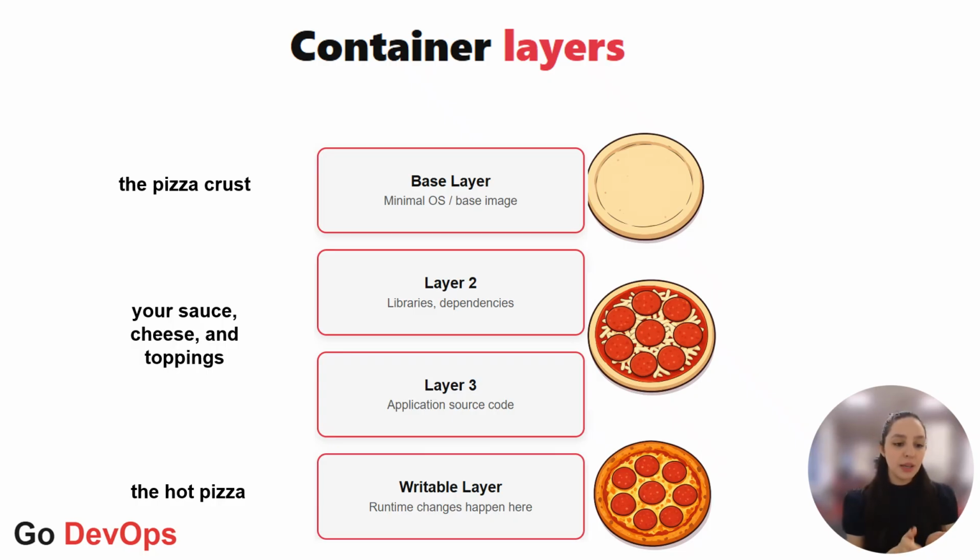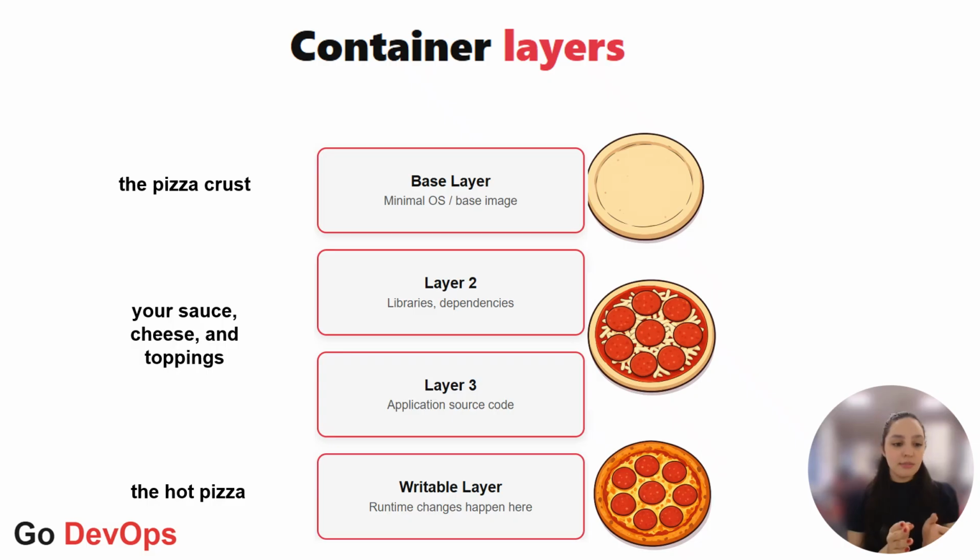And now here's the key part. When you finally run a container, a writable or container layer is added on top of the stack, and this layer is the only place where runtime change actually happens. So everything below stays immutable and consistent.